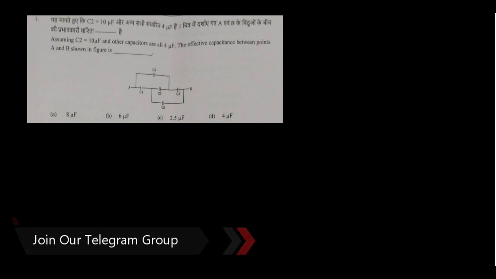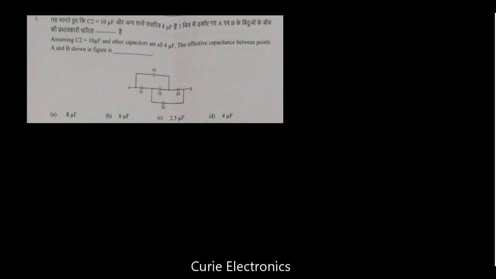So first question, assuming C2 equal to 10 microfarad and other capacitors are all 4 microfarad, the effective capacitance between points A and B shown in figure. So this network is actually a bridge. It's a bridge combination.